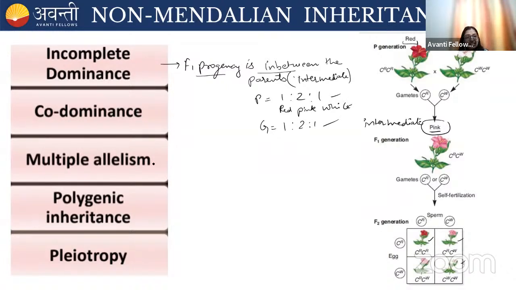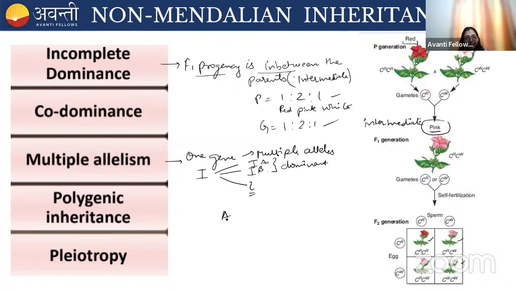Now, let's discuss multiple alleles. Multiple alleles show when there's one gene, and this one gene is having multiple alleles. For example, ABO blood group. Here, the gene I is having three alleles. There's IA, IB, and small i. Small i is recessive, while IA and IB are dominant.